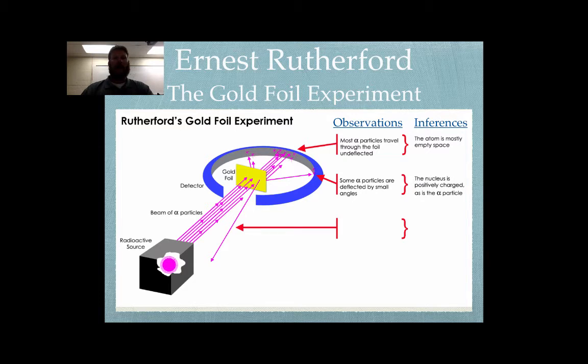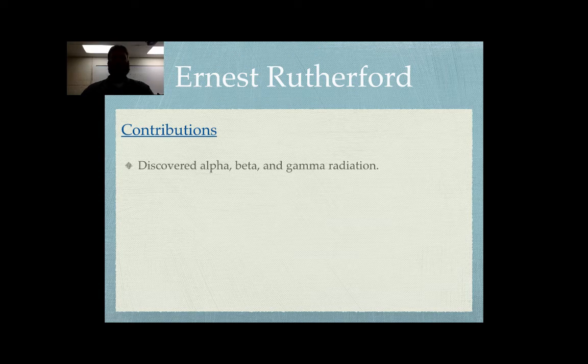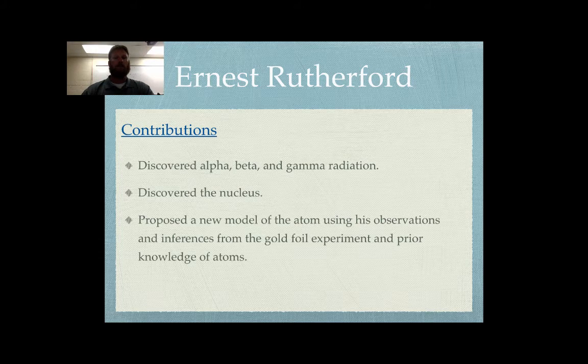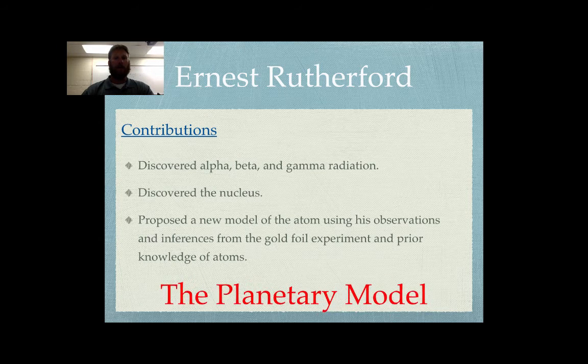Finally, some alpha particles were deflected straight back. This meant that whatever the alpha particles were encountering had to be extremely massive. So the inference here is that the nucleus contains most of the mass of the atom. Rutherford's contributions included discovering alpha, beta, and gamma radiation. He is credited with discovering the nucleus, and he produced a new model based on his observations from his gold foil experiment. Rutherford's model is known as the planetary model.